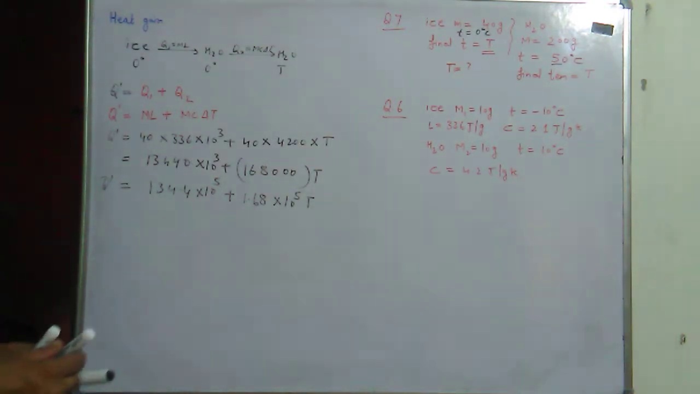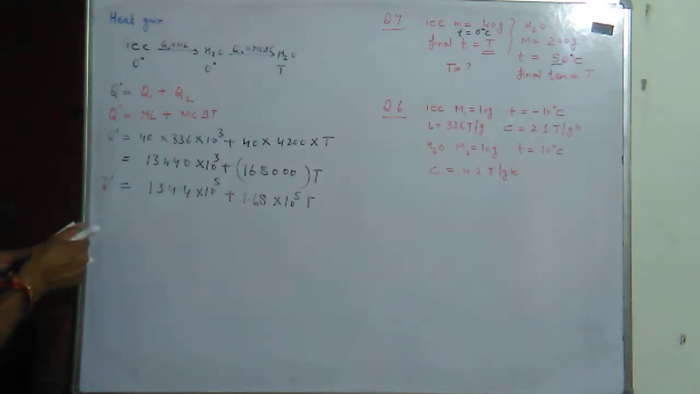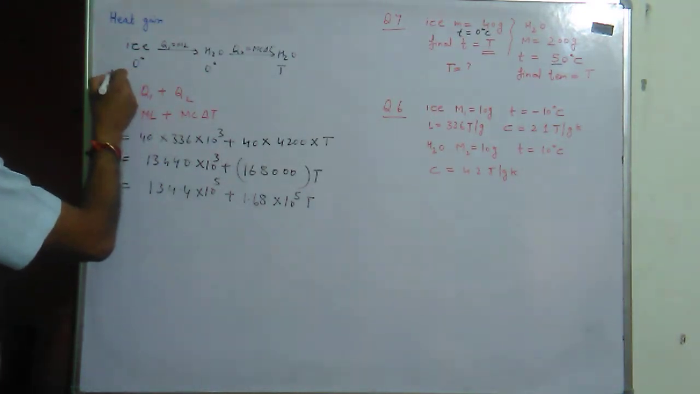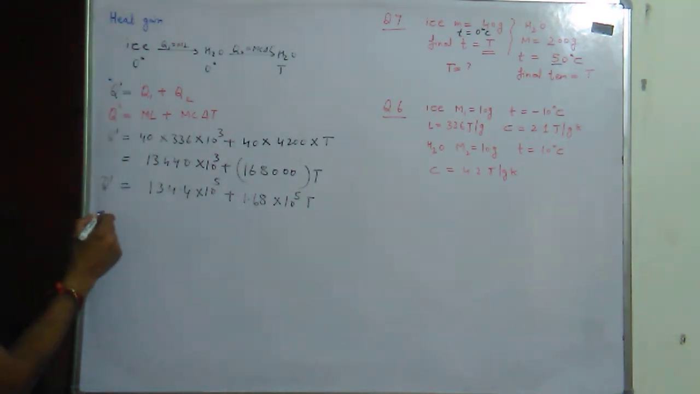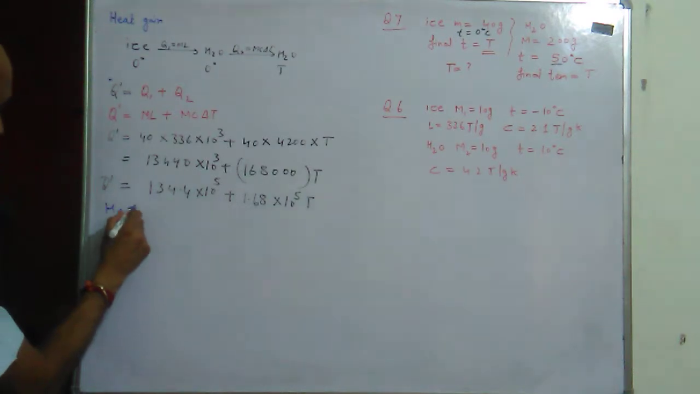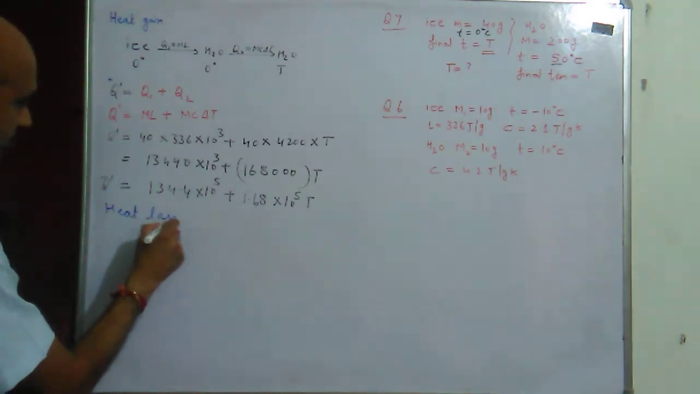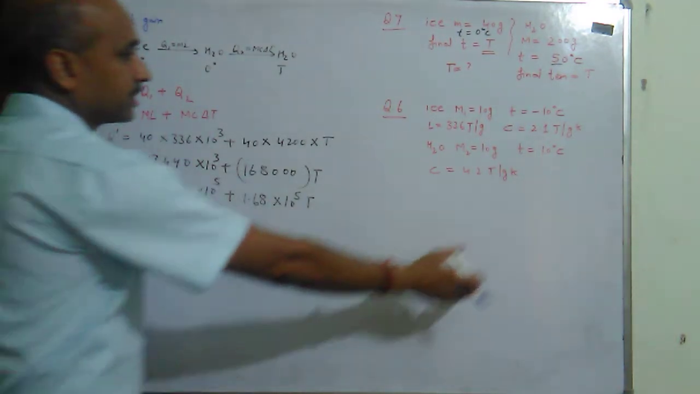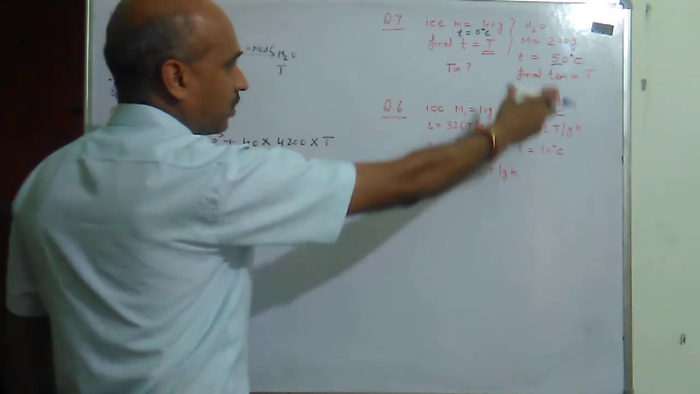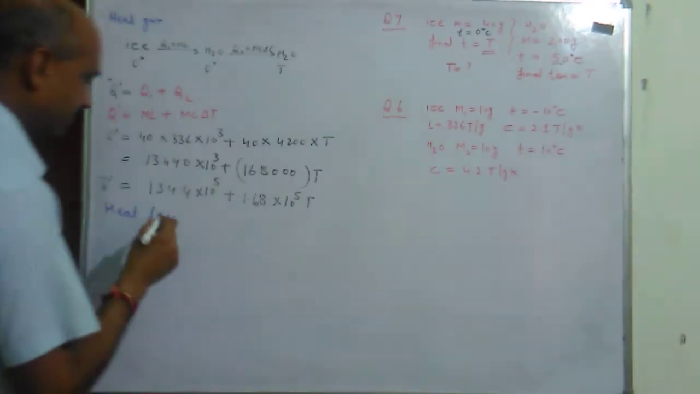Now we have to find the heat loss. So this is heat gain, already written. Now let us find the heat loss. The heat should be lost by the water itself. What is the temperature of the water? It is 50 degrees.